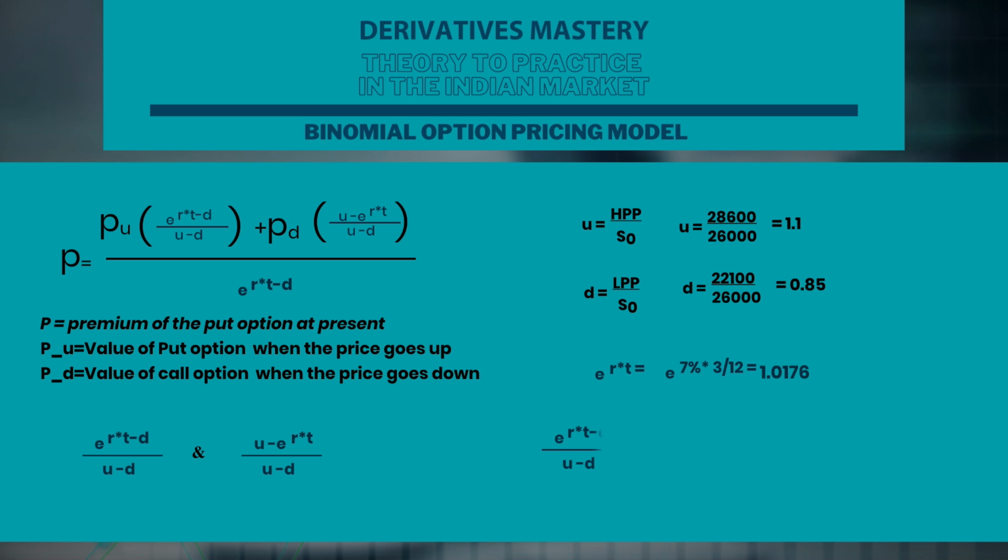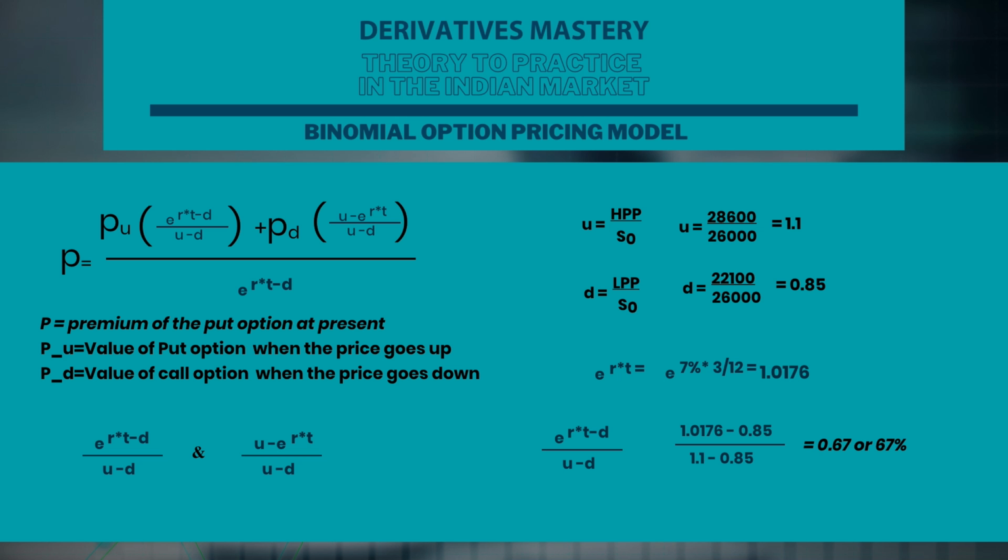Let's plug in the values in the formula. 1.0176 minus 0.85 divided by 1.1 minus 0.85 gives us 0.67, which is 67%. So the probability of price going up is 67%, and the probability of price going down is 1 minus 67%, which is 33%. Now, let us start working backward to find the fair value of the put option. Let us begin with the final nodes of the binomial tree.